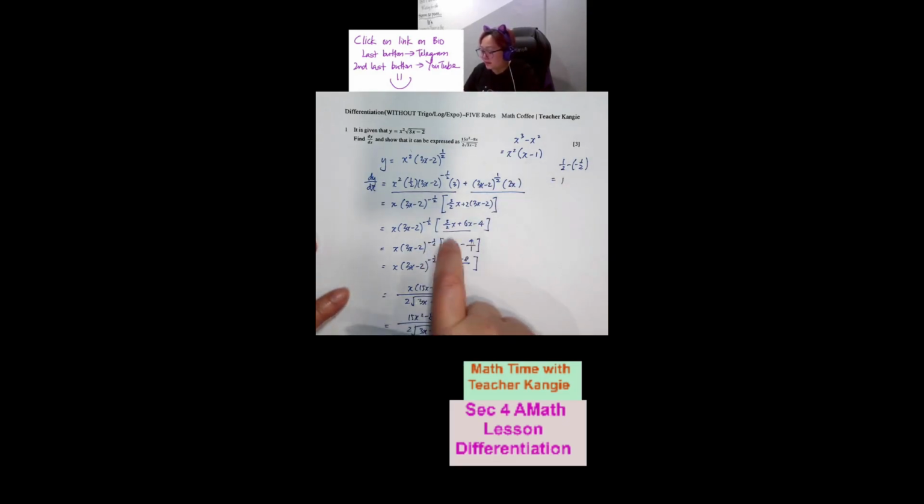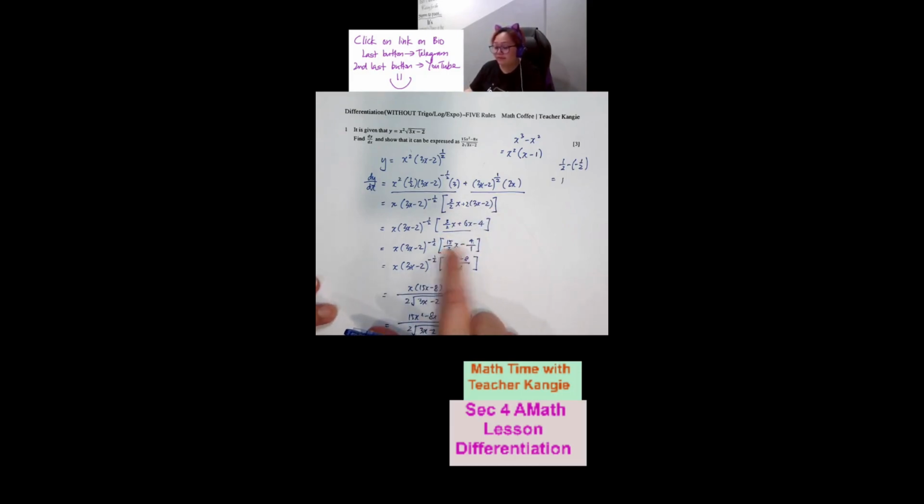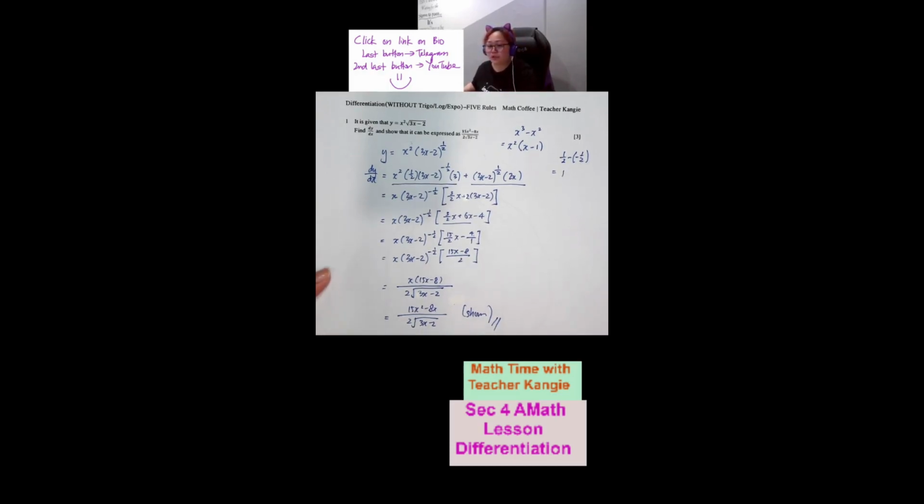Then, next thing is, when you have a fraction here, what do you do? You need to know how to combine into a single fraction. So what I did is I combined into a single fraction, making them the same denominator. All these you learned in Sec 2 algebra already, correct? So actually it's just all combined together. So that's how you do question number 1.